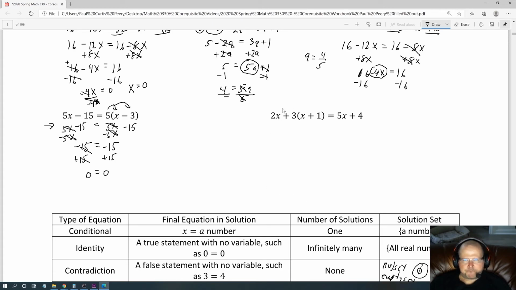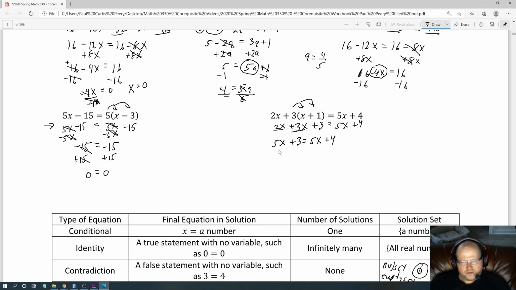Okay, let's try this right here. So we distribute within here. So we say 2x plus 3 times x, which is 3x, plus 3 times 1, which is 3, is equal to 5x plus 4. Combine like terms. 2x plus 3x is 5x, plus 3 equals 5x plus 4.